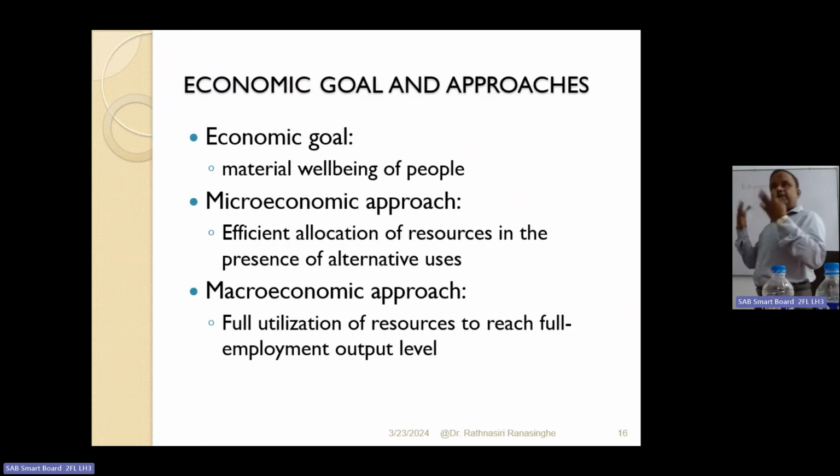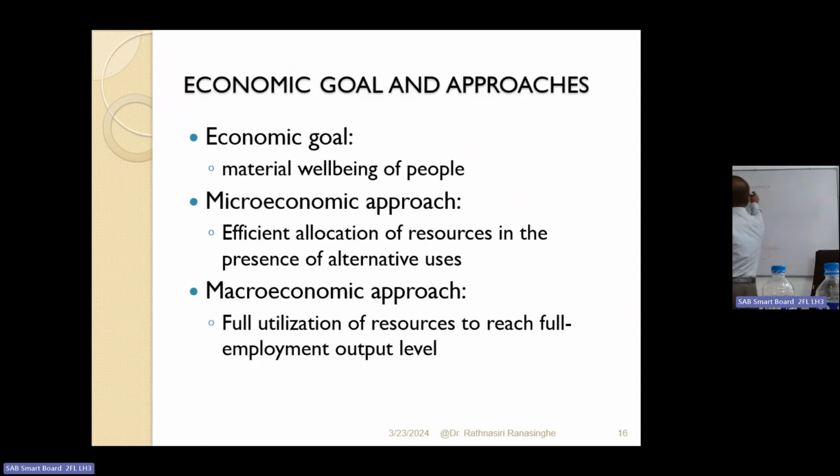Material well-being means how we improve the living standard of the people. So that we talk about. Our study finally should improve the living condition, the living standard. How do we increase material well-being, the welfare? How do we improve the welfare of the public? So that is the final objective of economics.